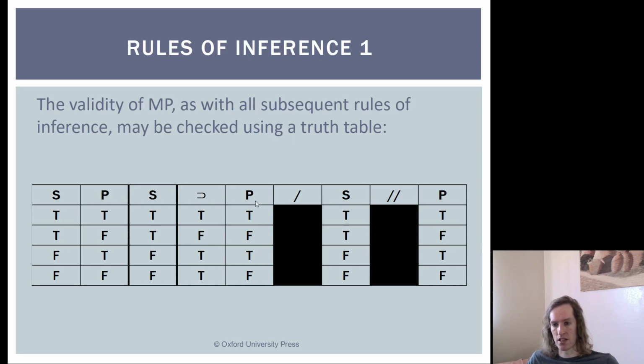And here we can see that in every row where both of the premises are true, the conclusion is also true. So the validity of the rule of inference can be checked, where we know that if we have first the rule if S then P, and second we have the antecedent of that conditional, then we can conclude the consequent.